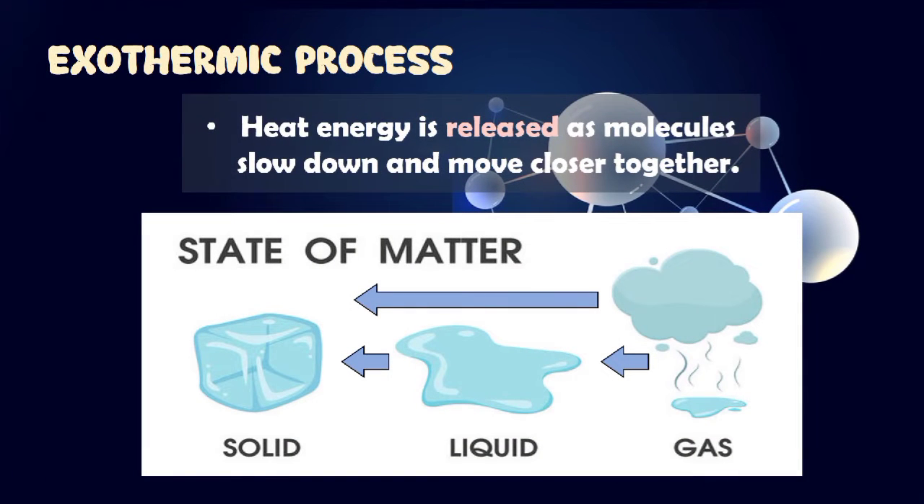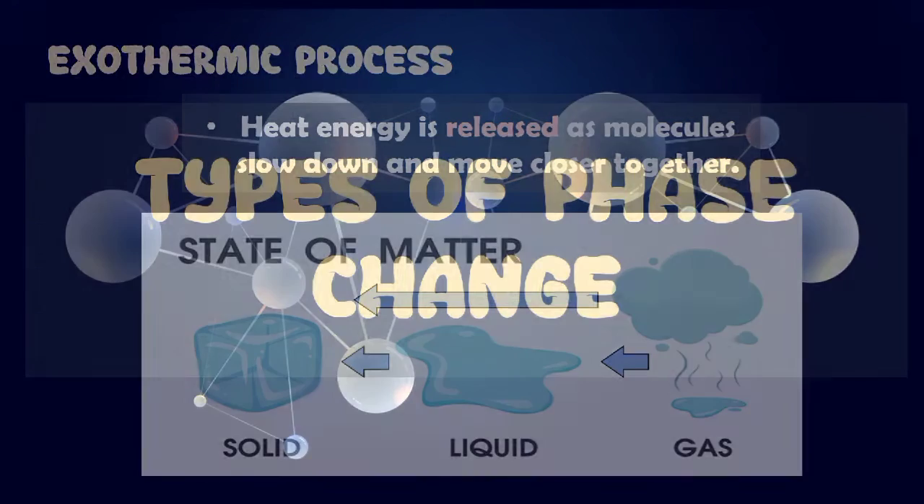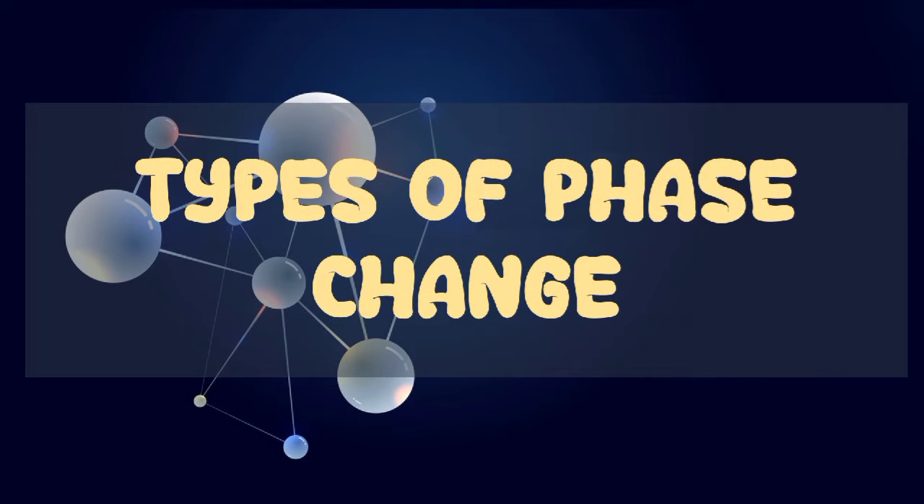On the other hand, exothermic came from the Greek words exo, which means outside, and therme, meaning to heat. It refers to the process where heat energy is released as molecules slow down and move closer together. This is responsible for changing gas to solid or gas to liquid and liquid to solid. Phase change has 6 types.